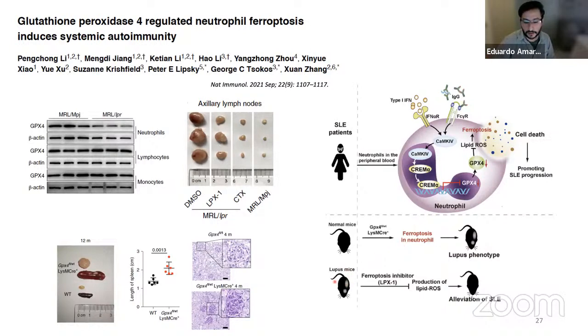In this case, we have mice that are prone to develop lupus, and they treated them with a ferroptosis inhibitor, and now they see alleviation of the symptoms of lupus. So suggesting that the ferroptosis of neutrophils is determining the progression of lupus.